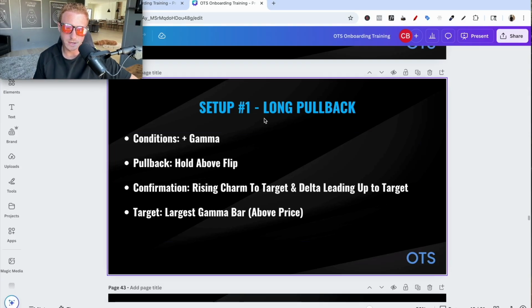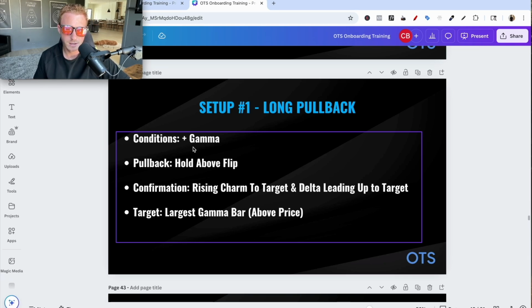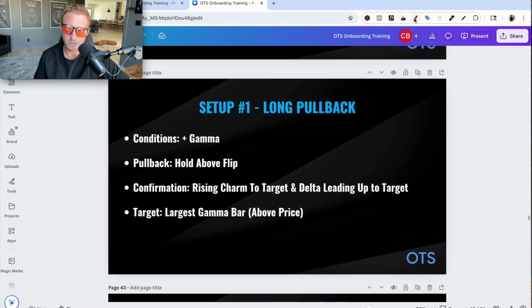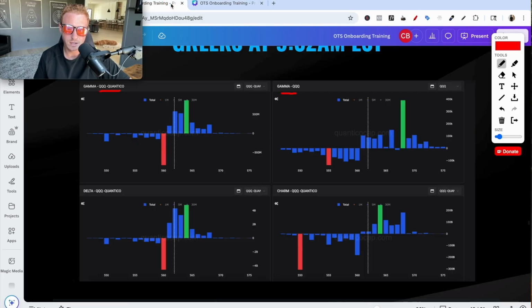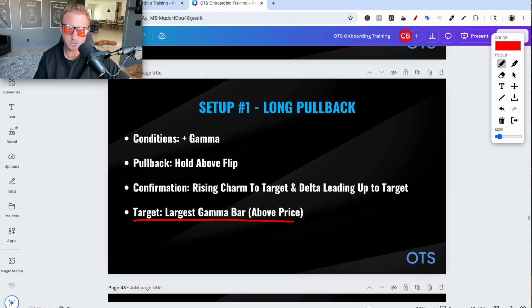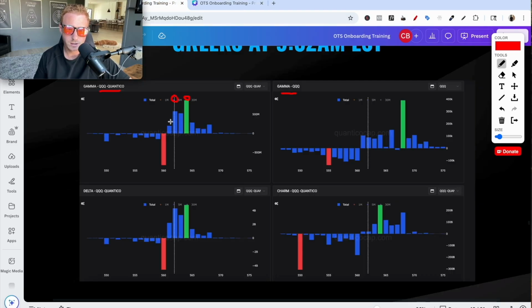We want to look for this setup if we're in positive gamma. Now we also want to see, we'll do this backwards a little bit, the largest gamma bar above price. So if price is right here, we are in positive gamma, and we also see the largest gamma bar, this green bar, above price. So these two check out. That means we just need to look for the pullback area. Where's the pullback area? We want to hold above the flip, so we want to hold above this area, between 560 and 561.